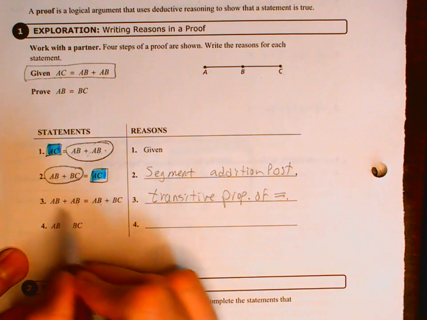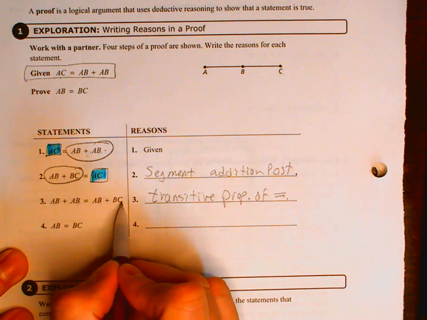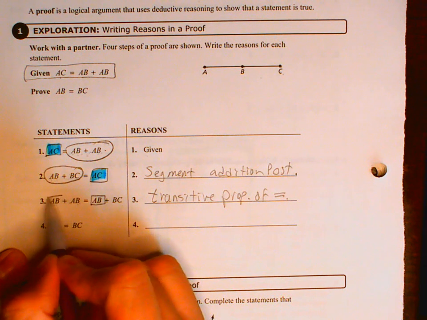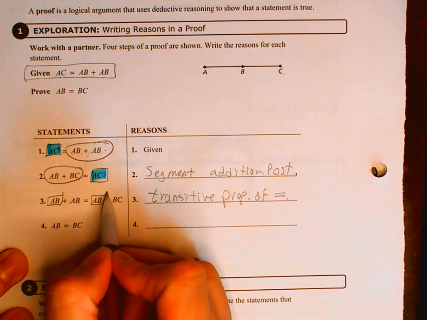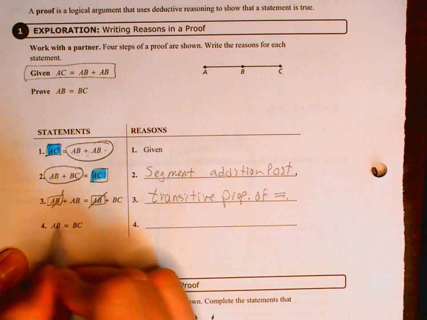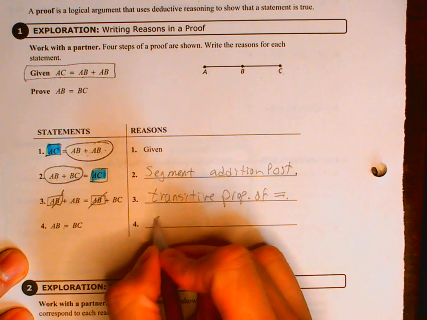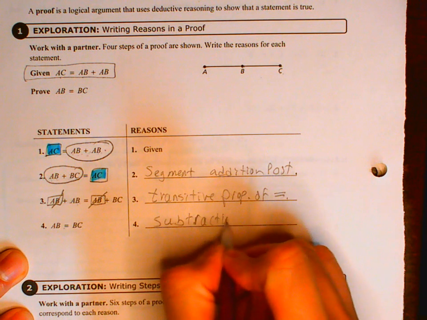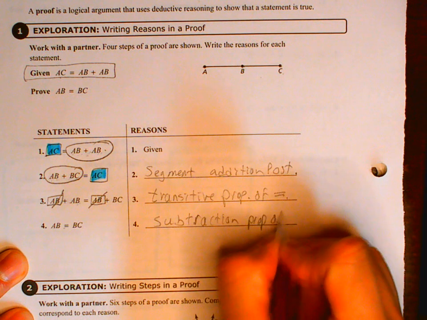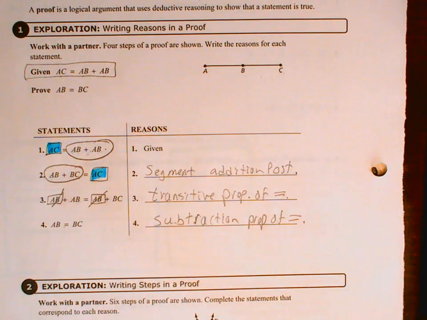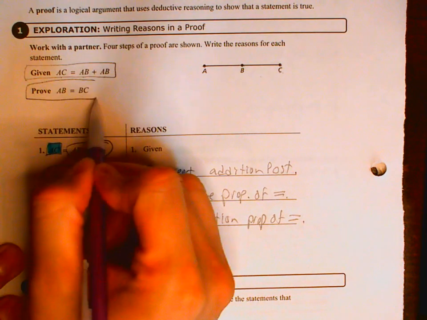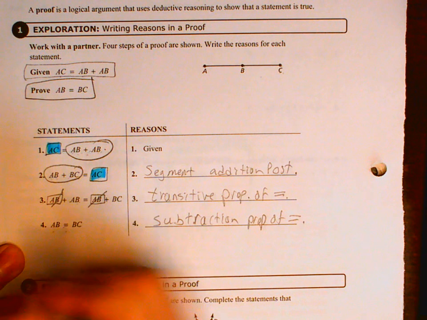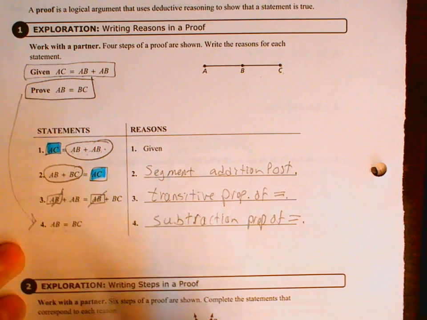Now, if you look at this, you have AB plus AB, AB plus BC. You notice that you have an AB on both sides. So if you were to subtract those, now you have AB plus BC. Okay, and what we did was the subtraction property of equality. And therefore, now I have proven that AB is equal to BC. Okay, so this should be the very last statement.